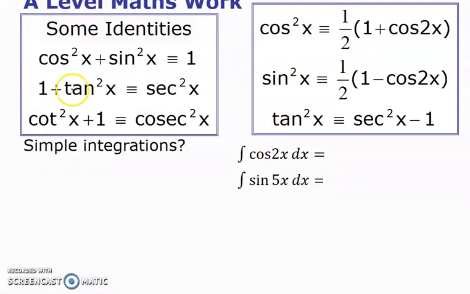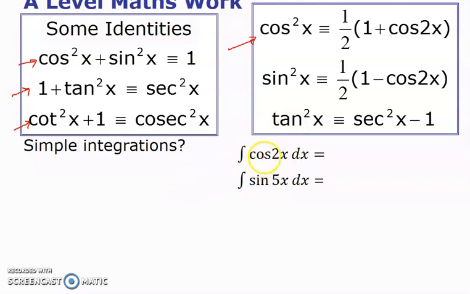So just a reminder, I've mentioned these already. We've got these three identities, so I've highlighted the fact that we've got equivalences before. But there's also these as well. So cos squared is half of 1 plus cos 2x. Sine squared is half of 1 minus cos 2x. And tan squared is sec squared minus 1. They have their own sort of equivalents. So we'll come on to that in a moment.